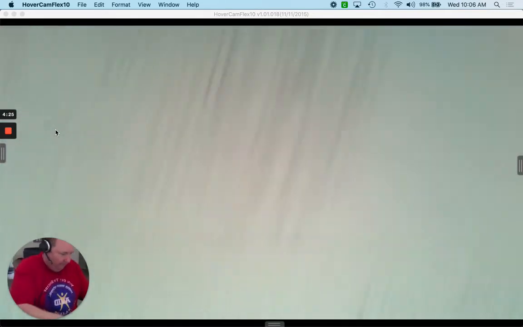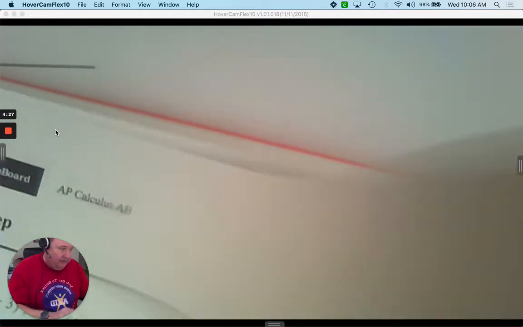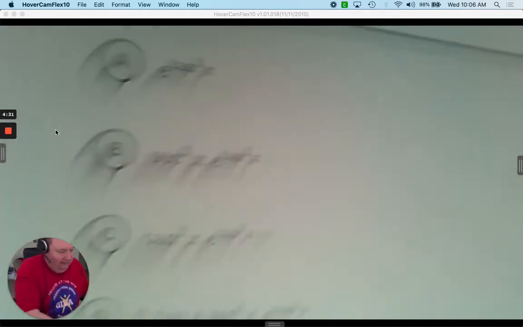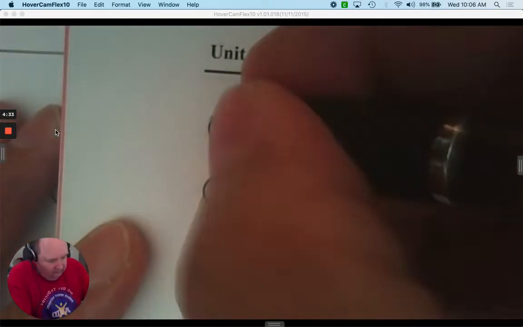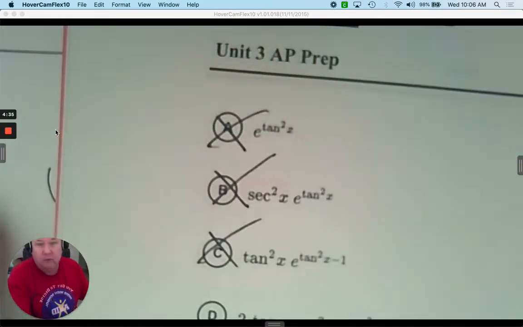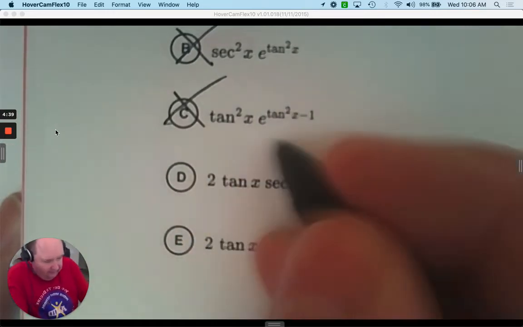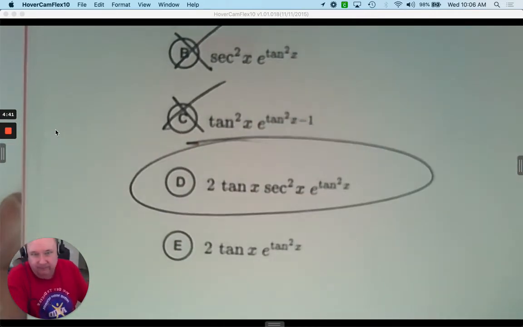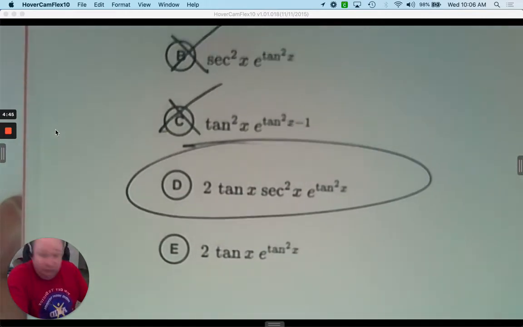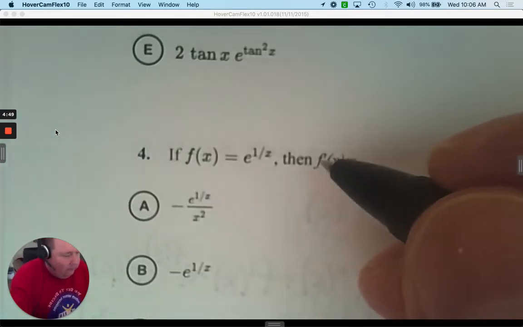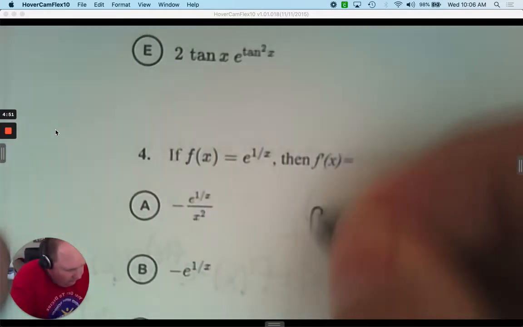Let's see if I can find it. See if I can remember all those lines and see which one would match with it. So these are wrong. Which one would match what I just wrote down? I think this is the one, right? That matches it: 2 tangent x secant squared and so on. Perfect. Number 4. If f of x equals e to the 1 over x, then what's the derivative?